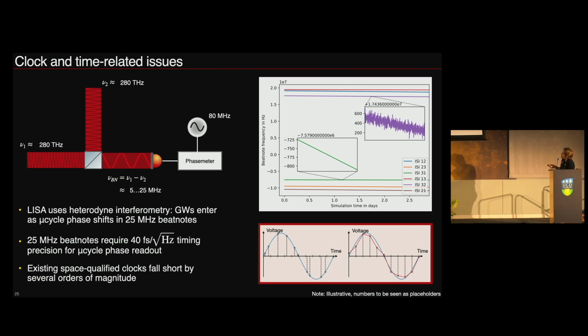And our gravitational wave that we're interested in, and the laser noise I mentioned before, is now a phase fluctuation in the beat note. And to measure picometer accuracy, which corresponds to a microcycle at 280 terahertz, you need actually 40 femtoseconds per root hertz timing precision, which is very much out of reach for existing space-qualified clocks.